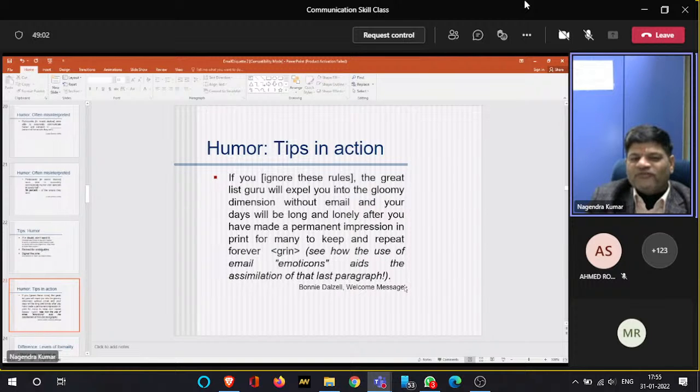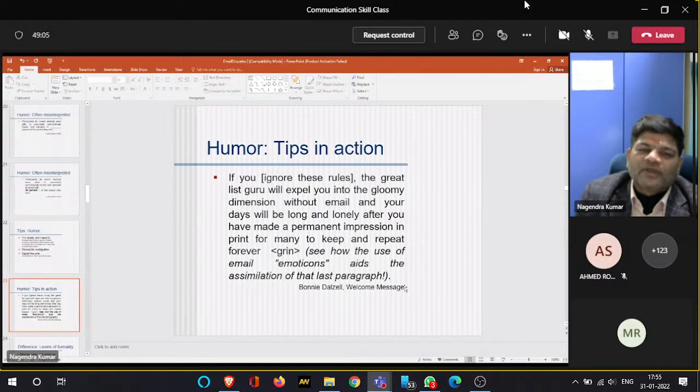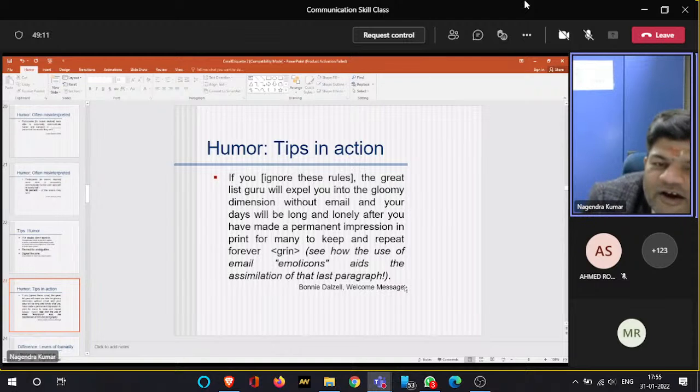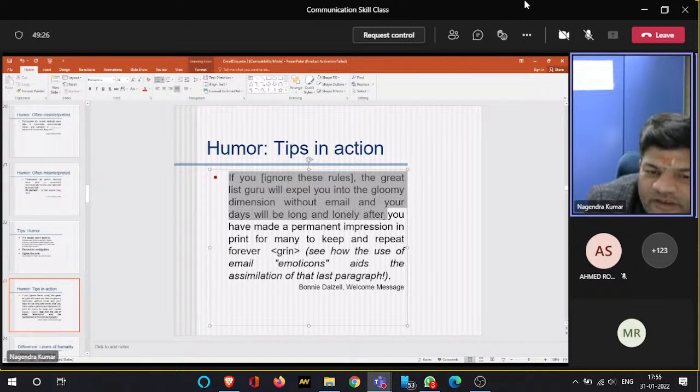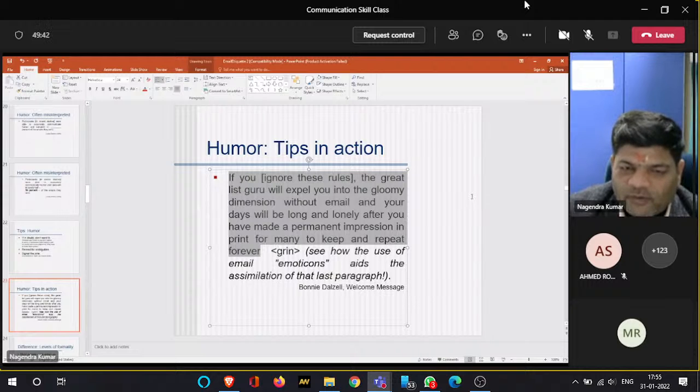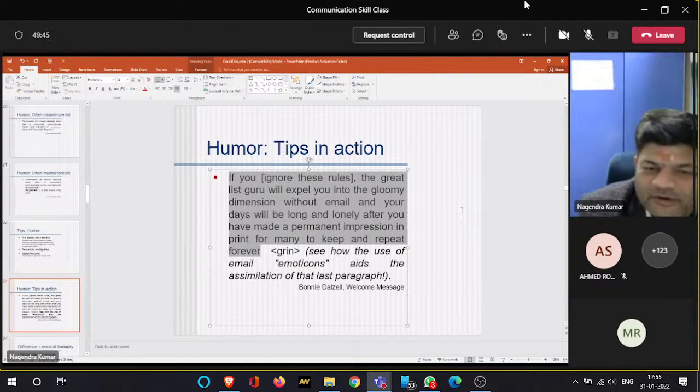Well, this shows that a serious message has been sent in a humorous vein. And where is the catch? The catch is here, where the green emoticon has been used. Otherwise, this whole message till this point looks very, very serious: that if you don't abide by these rules, you will be expelled from the institution. And just think, what would you do without a job? Fine.